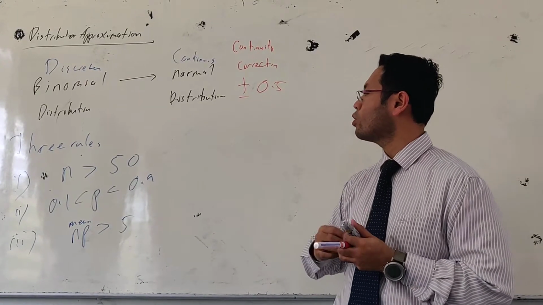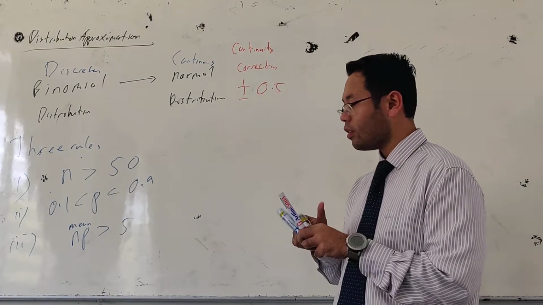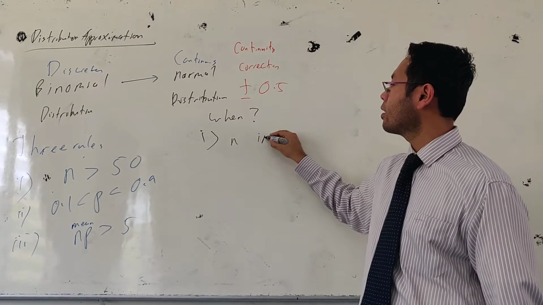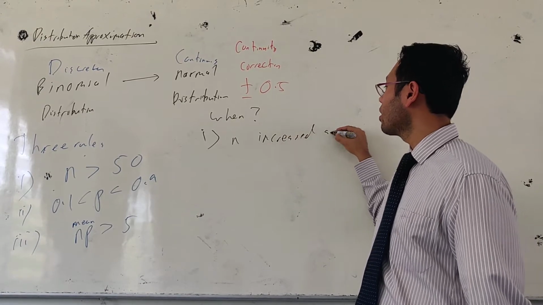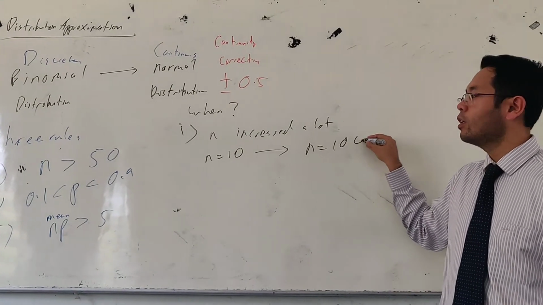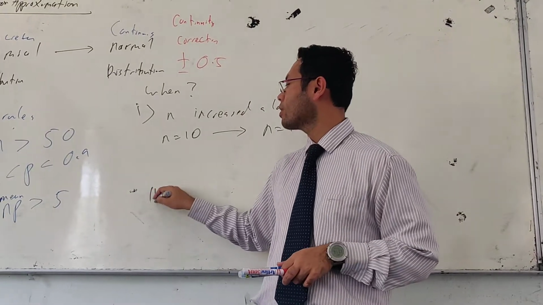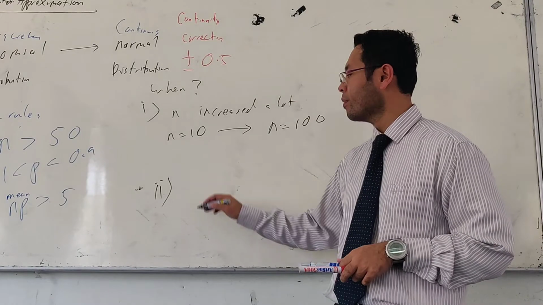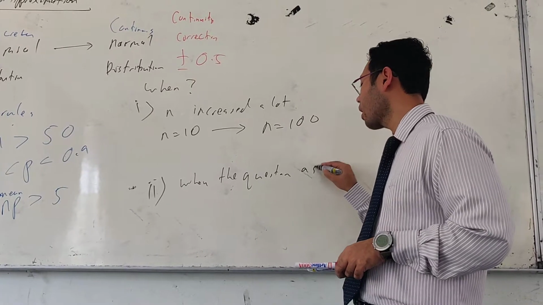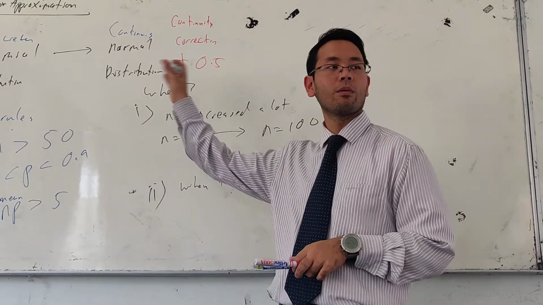When do we want to do this? When do you want to use normal approximation? You do it when n increases a lot. Like if you start the question with n equals 10 and suddenly it increases to n equals 100 or 200, that means it's a big signal for you that, oh, I need to use approximation technique. Or secondly, when the question says, hey, use approximation technique, then you need to use approximation.